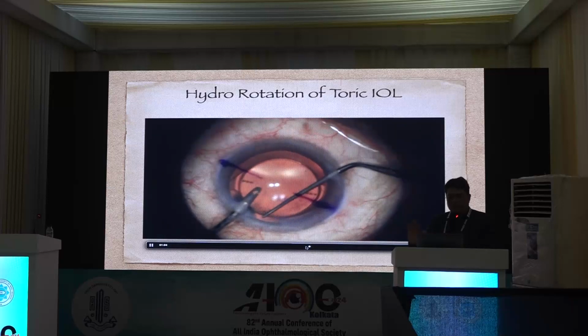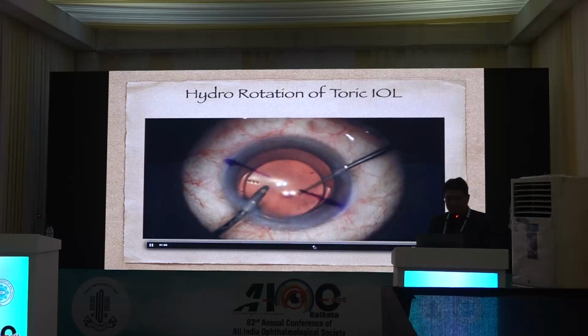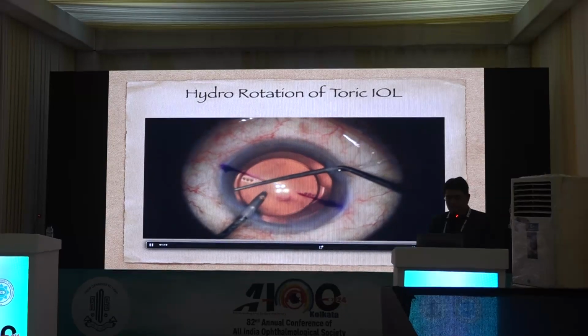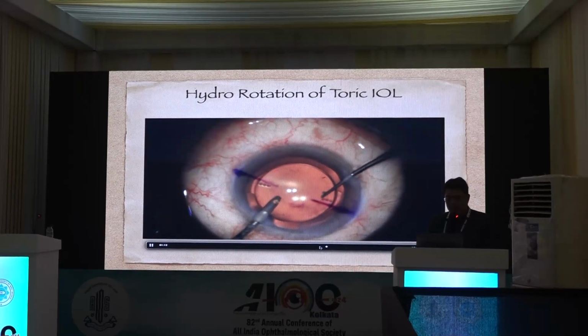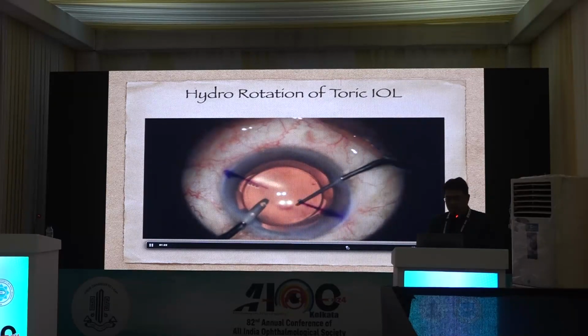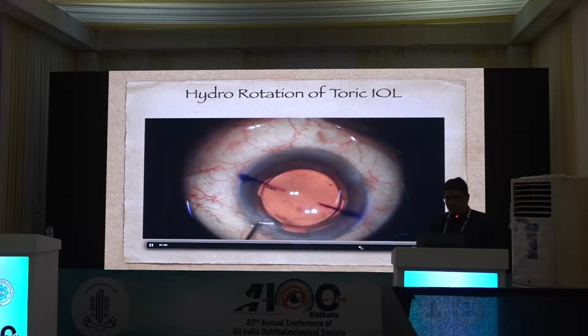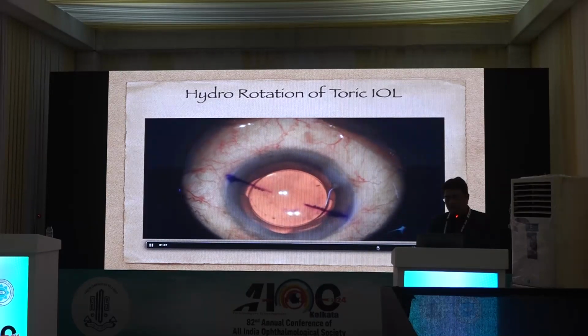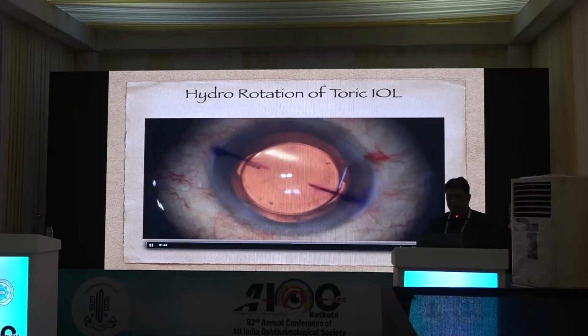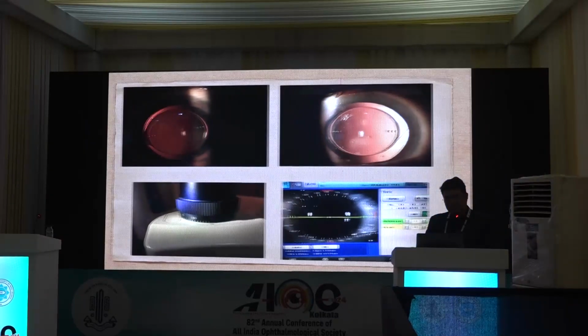So we don't need any OVD here to rotate this lens. Just put the irrigation cannula there. Use Kuglen's hook to rotate the IOL. So now we have the IOL which has been rotated 15 degrees to the desired axis here. And this finishes the case.